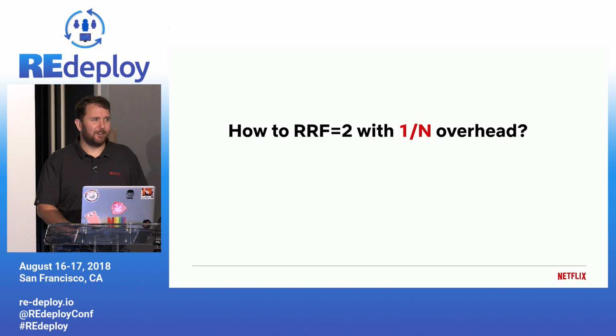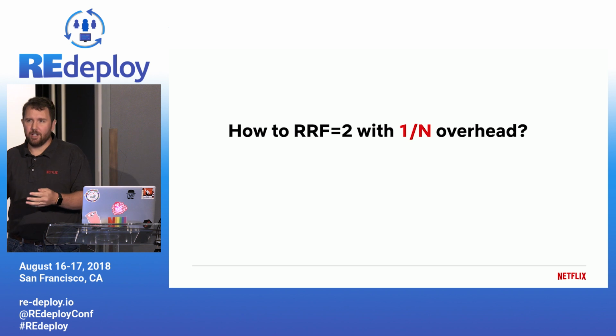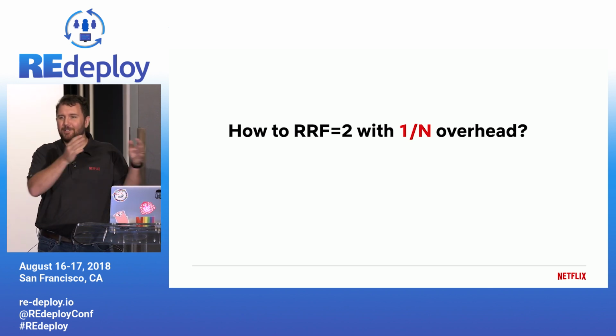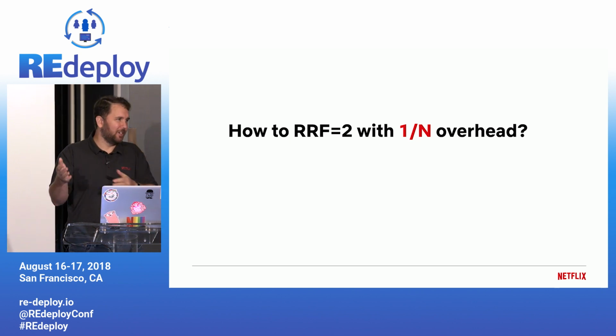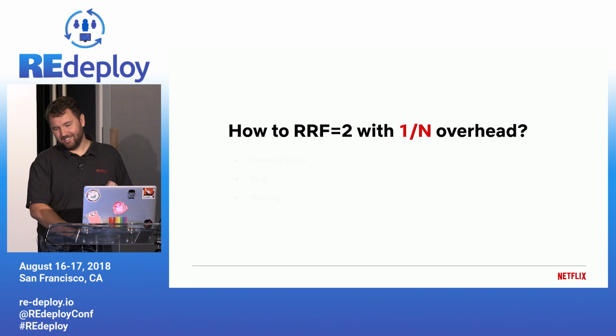So how do you do RF equals 2 with 1 over N overhead? If you say, oh, I just want to have my data in 2 places, the simplest version would be only 2 data centers. We already saw that that's 200% cost. If you say, oh, I'll do 4 data centers with 2 copies of, say, active-passive, well, now you actually just have 2 silos of 2 data centers. And that's also going to be 200% cost overall. So we got to get tricky.